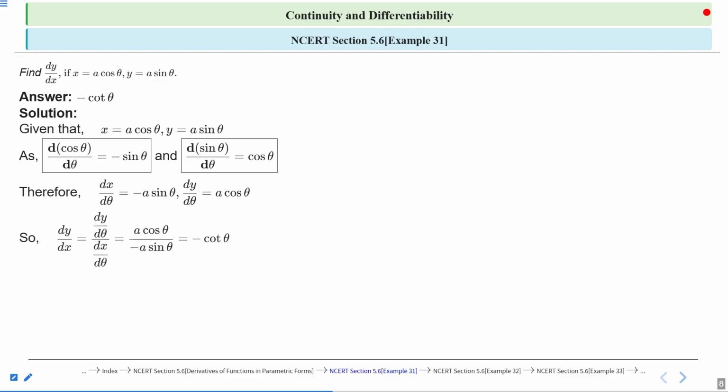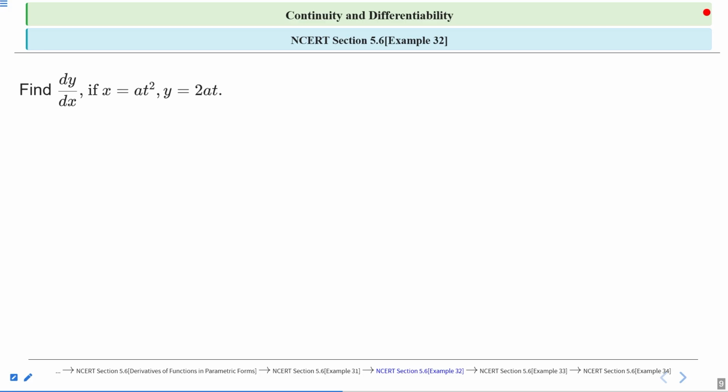So dy by dx will be equal to dy by d theta upon dx by d theta, which is equal to a cos theta upon minus a sin theta, which will be equal to minus cot theta. Clear? Hence, we can say that dy by dx will be equal to minus cot theta.